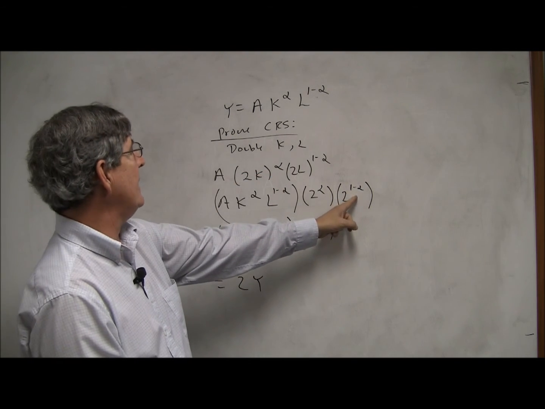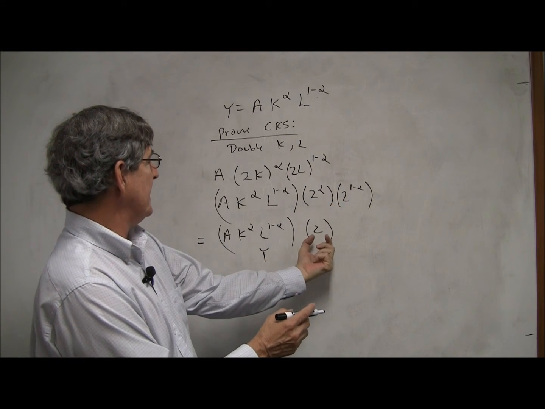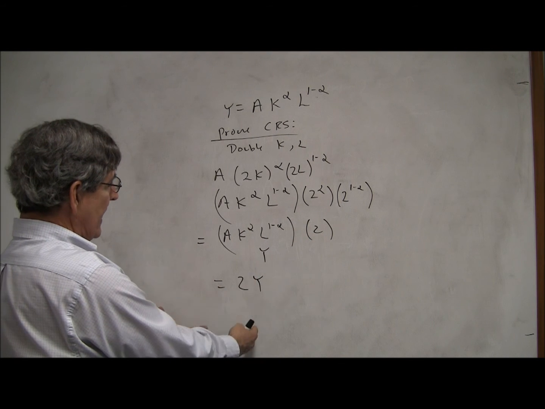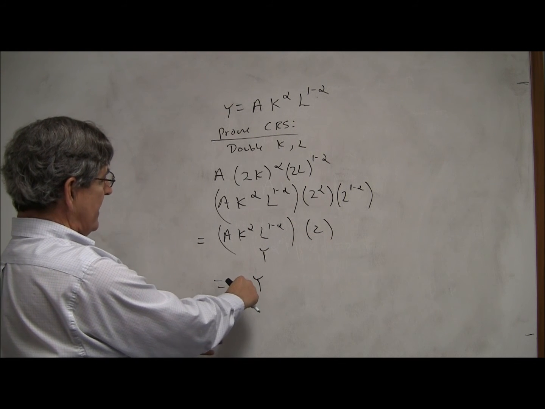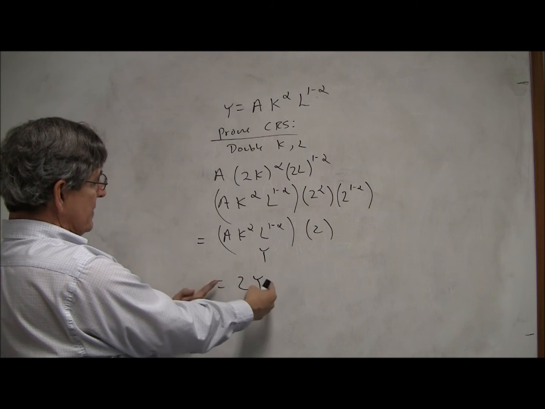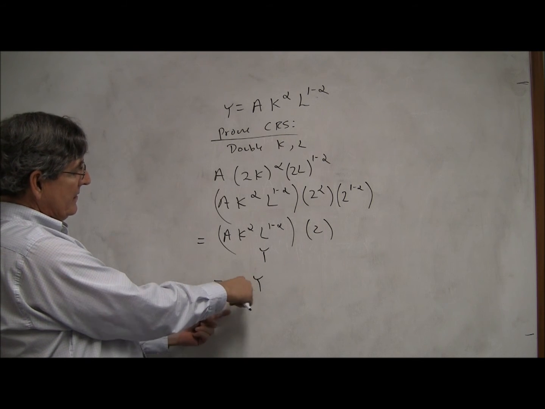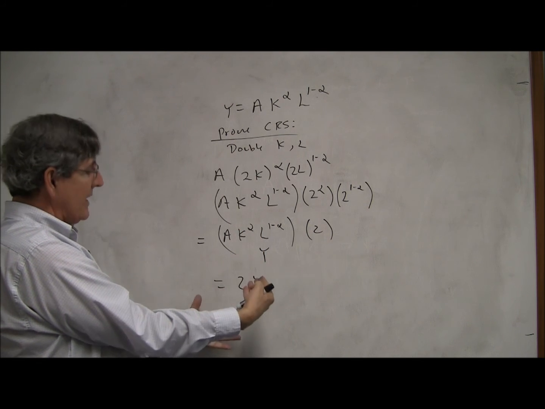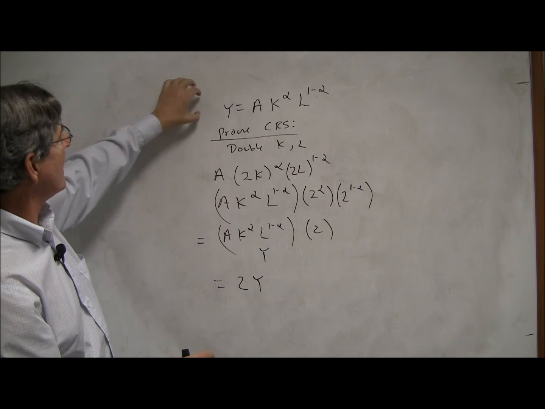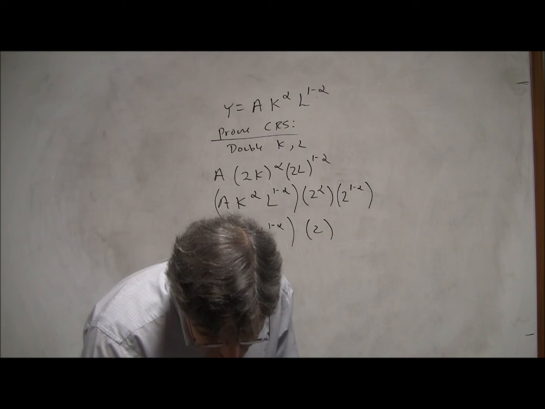If this were a beta, you'd get alpha plus beta. If it was less than 1, you'd get less than 2. If it was greater than 1, you'd get greater than 2. This is basically 2 to the alpha plus beta. It equals 1 for us, so we get constant returns. If alpha plus beta was bigger than 1, you'd get increasing returns. If it was less than 1, you'd get decreasing returns. But anyway, the Cobb-Douglas with those characteristics has constant returns to scale.